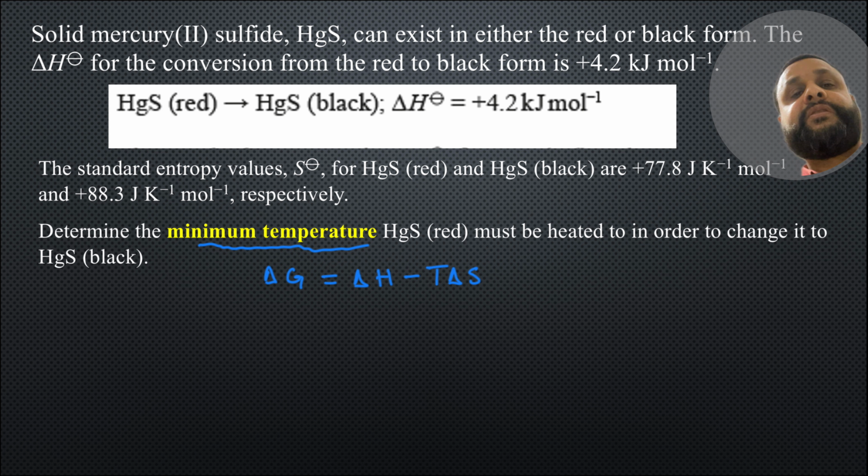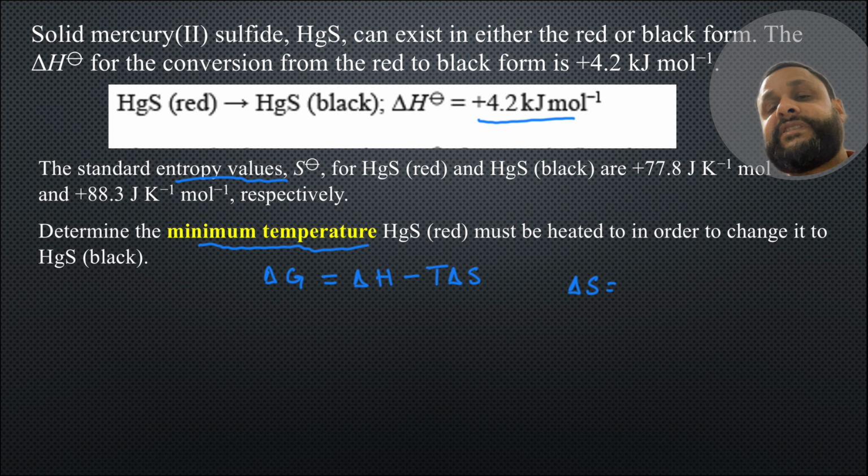If we look at this question, we have been given delta H naught, which is plus 4.2 kilojoule per mole, and we need to work out delta S because we have been given the standard entropy values but not the delta S. So we know delta S is equal to the sum of the entropies of all the products minus the sum of the entropies of all the reactants.